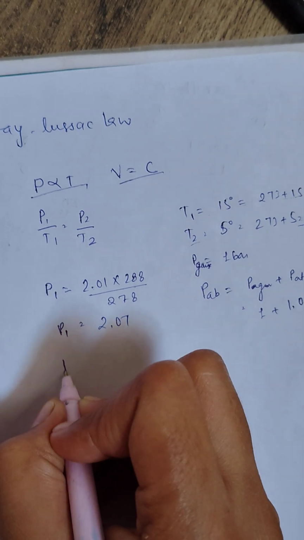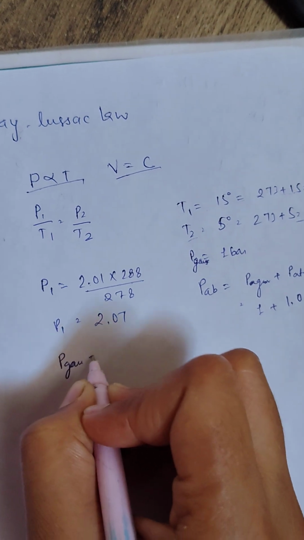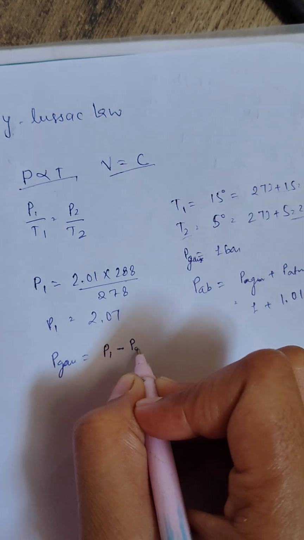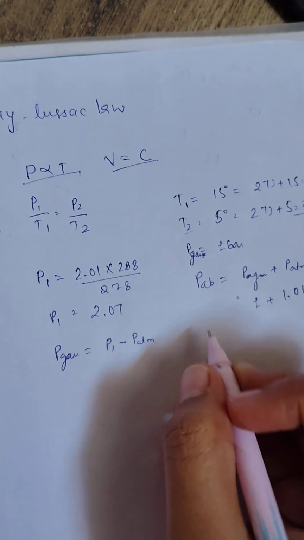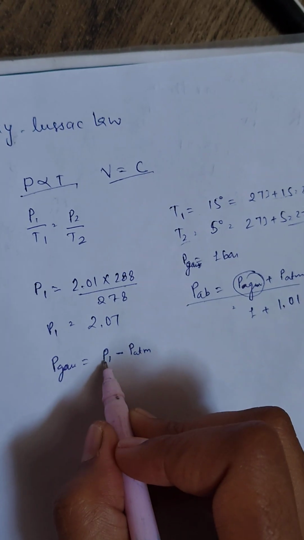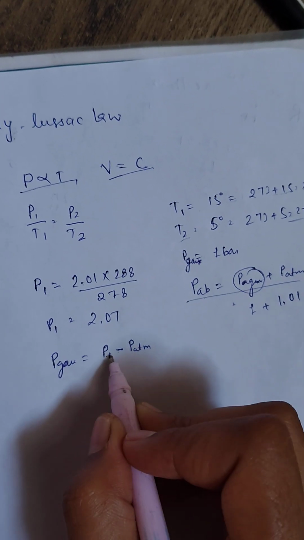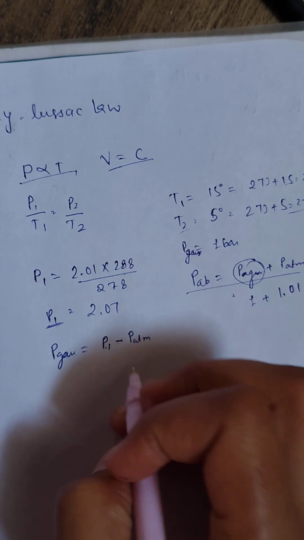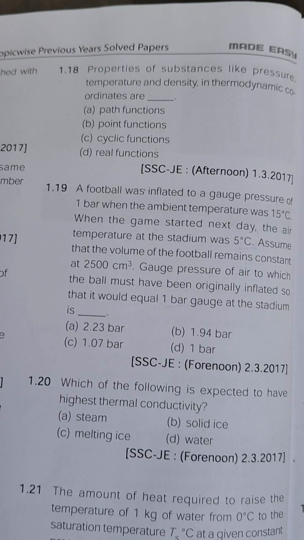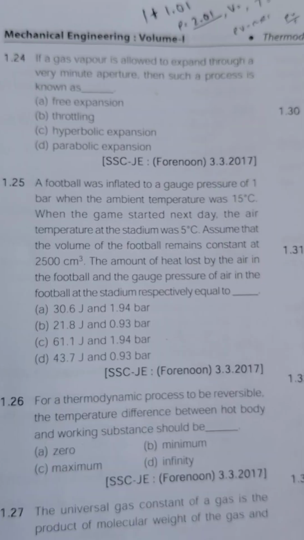So by this formula we need gauge pressure. Gauge pressure equals absolute pressure minus atmospheric pressure. This is absolute pressure, so 1.07 bar. Option C is the correct option.